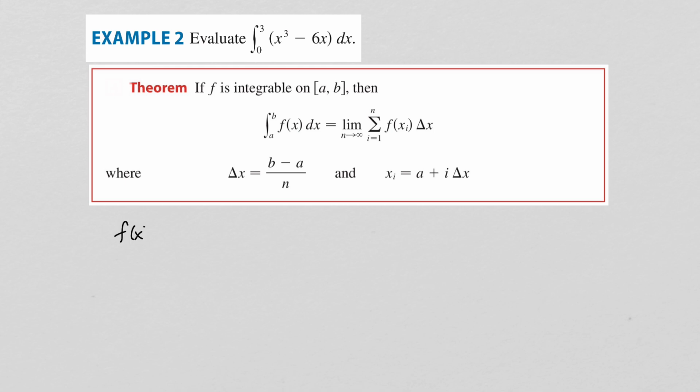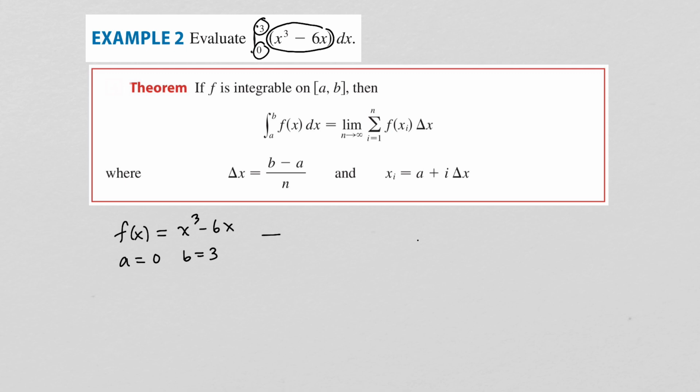So the first thing you need to do is identify all the important components of this problem. In this problem, f of x is the function that you're integrating. This is this function right here, x cubed minus 6x. a is 0, b is 3. That just refers to the lower and upper limits, respectively.